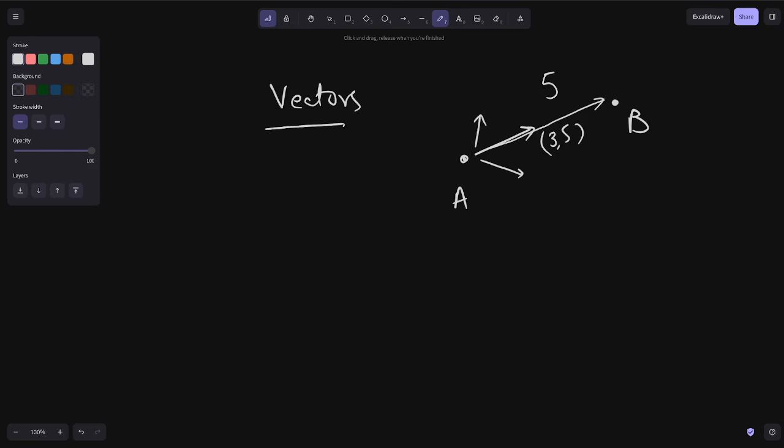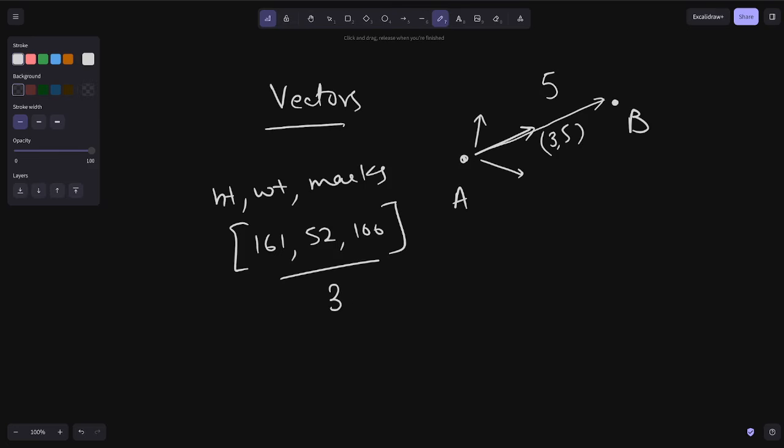Let's think of something like this. For example, let's say you have height, weight, marks. So height is 161, weight is let's say 52, marks is 100. So this is a vector. So basically it's just n numbers. Let's say this is 3, so it will be 3 numbers, each of which defines something in some aspect. Okay, so this is what we get from vectors.